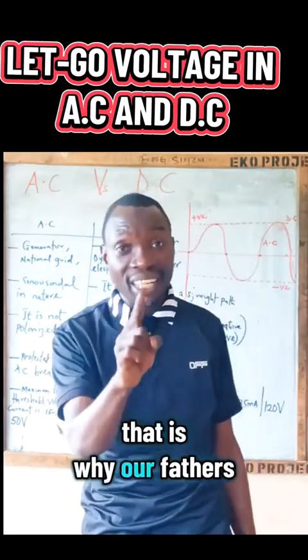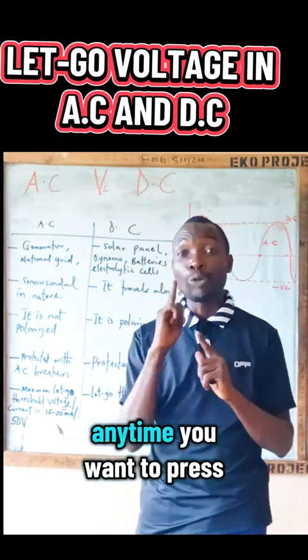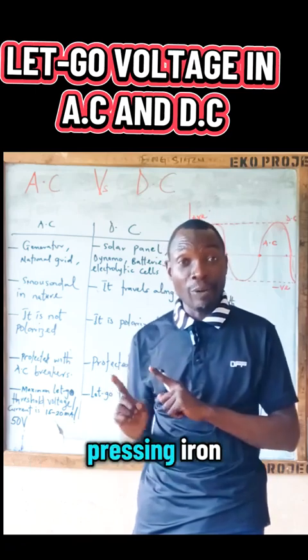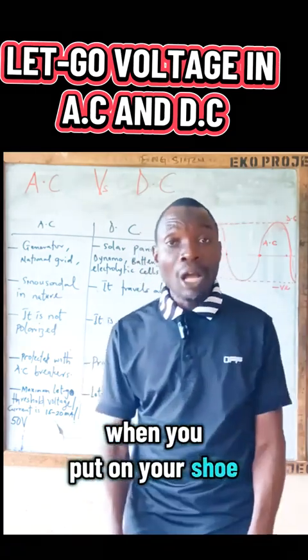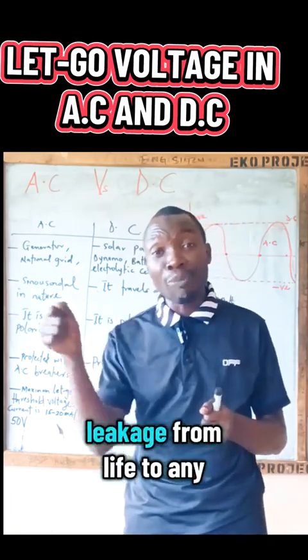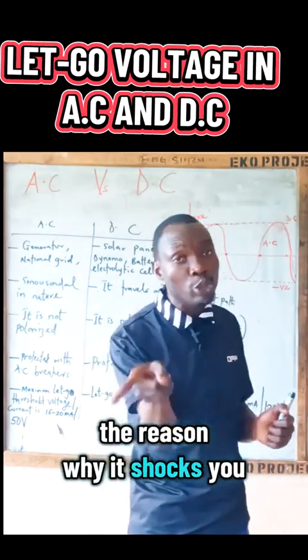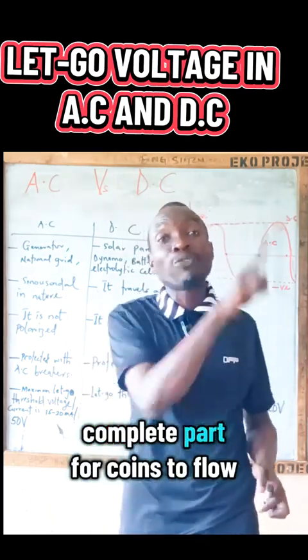That is why our fathers, when we were very young, would tell us to go and put on our shoes anytime we wanted to press our clothes with a pressing iron. The rationale behind it is that your shoe is going to serve as an insulator, so if eventually there is a leakage from live to any metal body, it will only shock you. The reason why it shocks you and does not result in death is because there is no complete path for currents to flow.